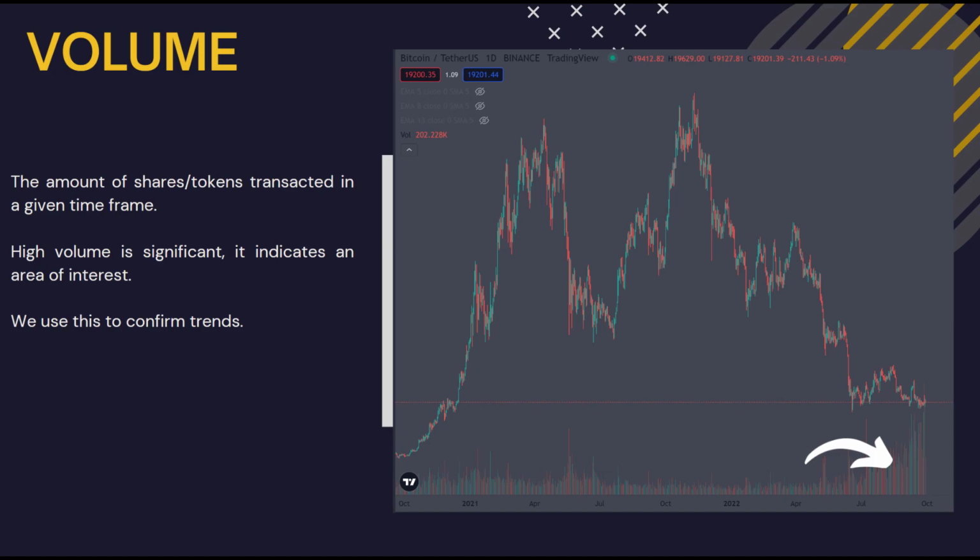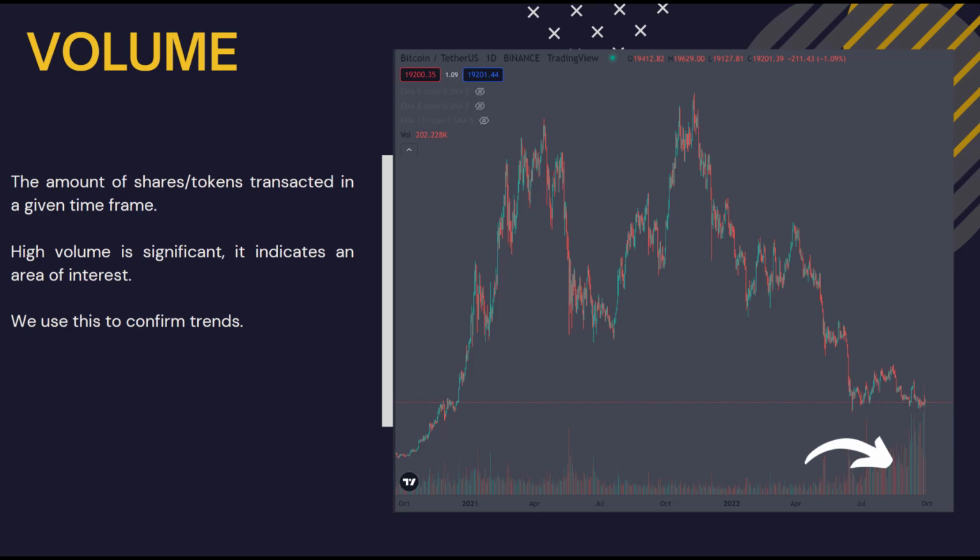The last basic concept is volume. Volume is the total amount of trades that have taken place over a given time frame. We can see volume indicated by rectangles at the bottom of the chart that are colored green or red depending on if the price closed above or below the open. The larger the candle, the larger the volume.